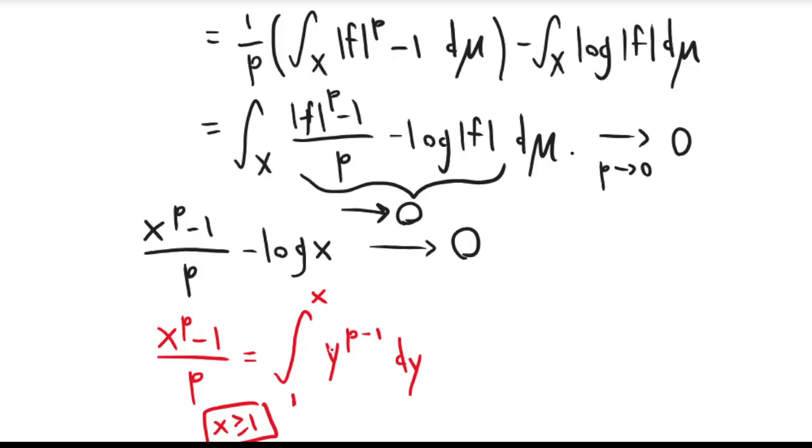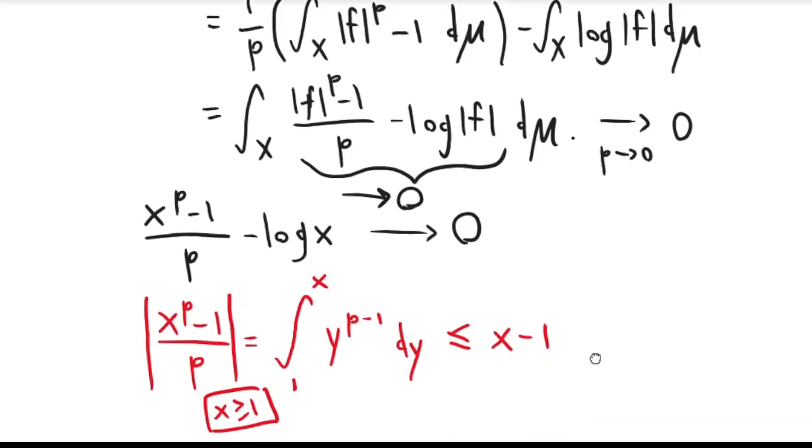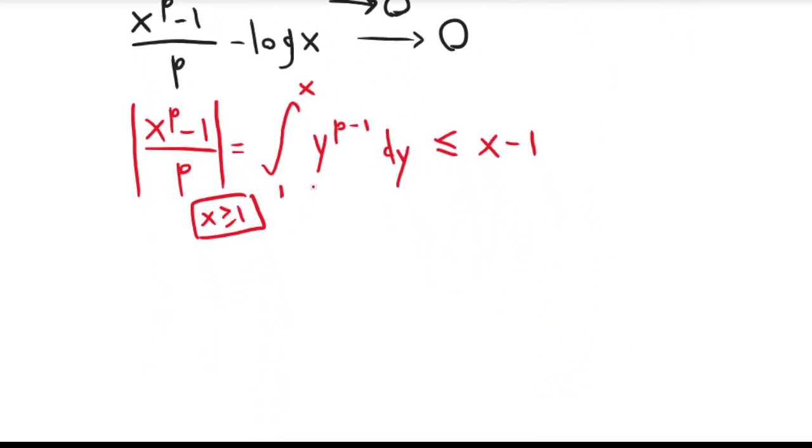And because y to the p minus 1 decreases as y increases, you can see that actually this is bounded above by x minus 1. Right, so this is bounded above by x minus 1 whenever x is greater than or equal to 1. Or, you know, if you want, you could put absolute value bars there and it wouldn't really matter. So that's nice. And again, this is true as long as p is less than 1.